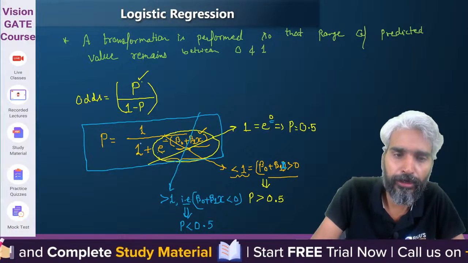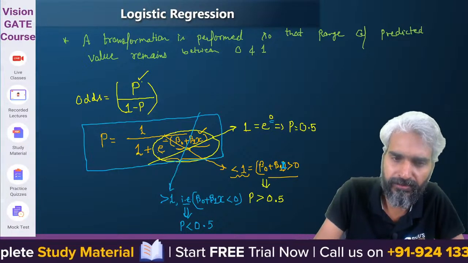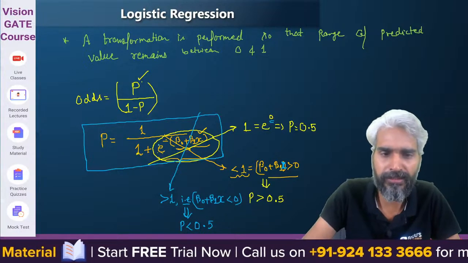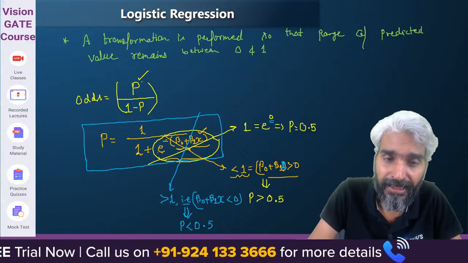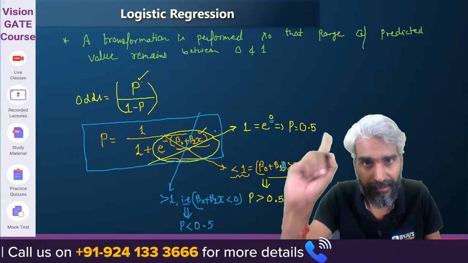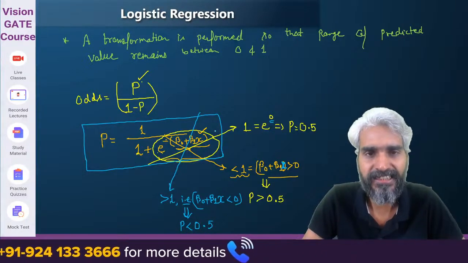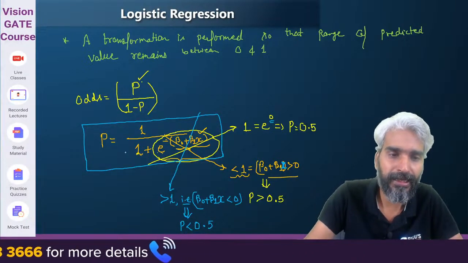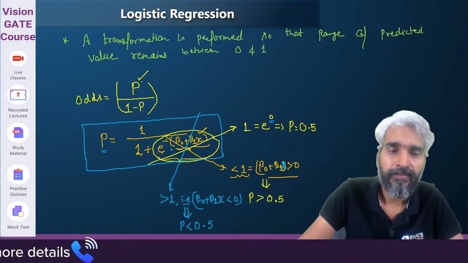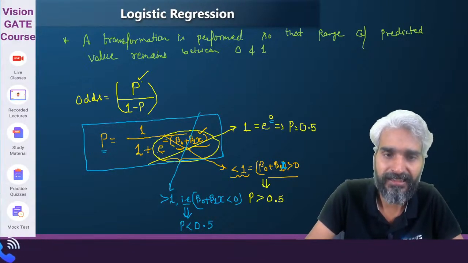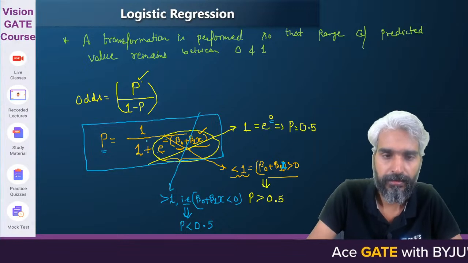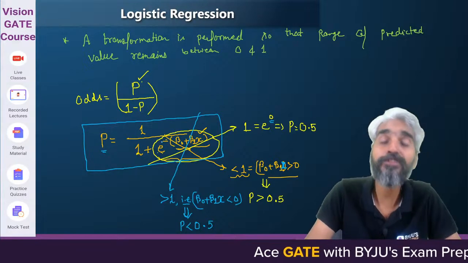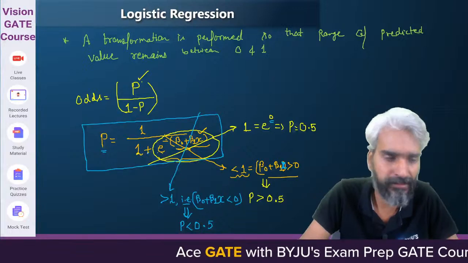So if I plot this, you know that this value will never be negative, because it is 1 upon whatever positive value. The maximum value will be when beta 0 plus beta 1 x tends to infinity; then this probability will start tending to 1. When beta 0 plus beta 1 x tends to minus infinity, this value will tend towards 0.